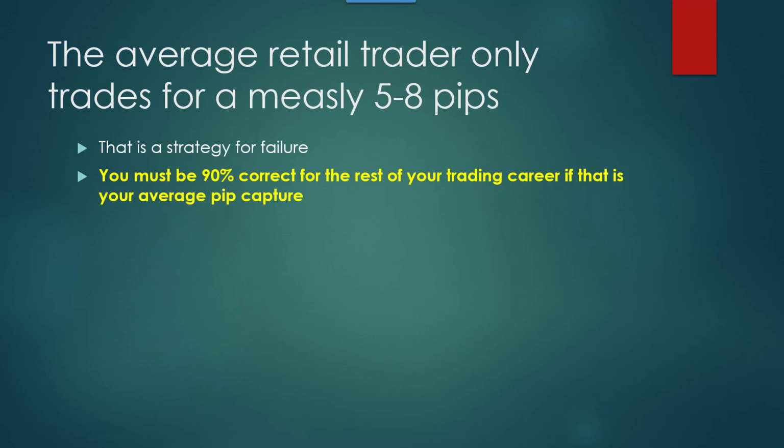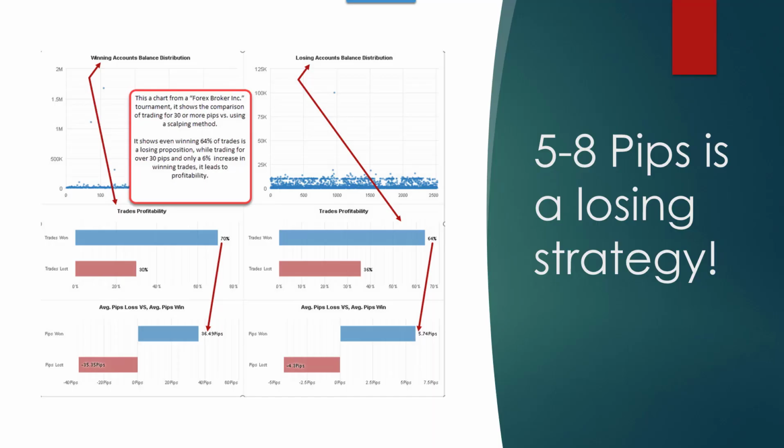So essentially what you've done is you have stacked the deck against you. The only way you can be 90% correct for the rest of your trading career is if you're the greatest trader on the planet. So let me show you. Here's a contest that was done by a Forex broker a couple months back. And as you can see here, they were 65%.